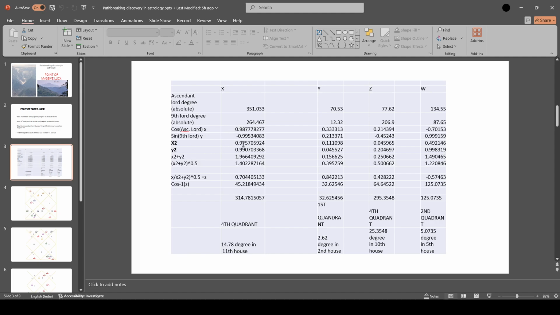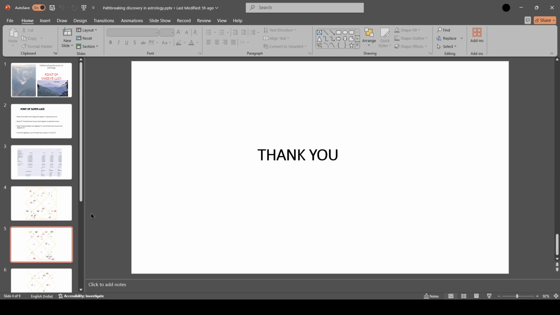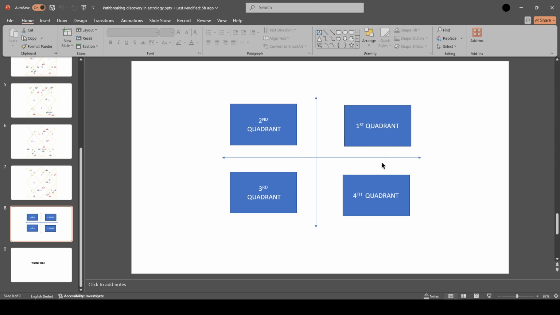Take the square of it, x square and y square. Add them up, x square plus y square. Take the square root. This is the resultant vector. And take the ratio of x over under root x square plus y square, and call it z. Take cos inverse z in degree mode, and you will get 45.21 degree. Subtract that from 360, because the vertical component is negative, horizontal is positive. So if you see here, the horizontal is positive, vertical is negative. It is in the fourth quadrant.